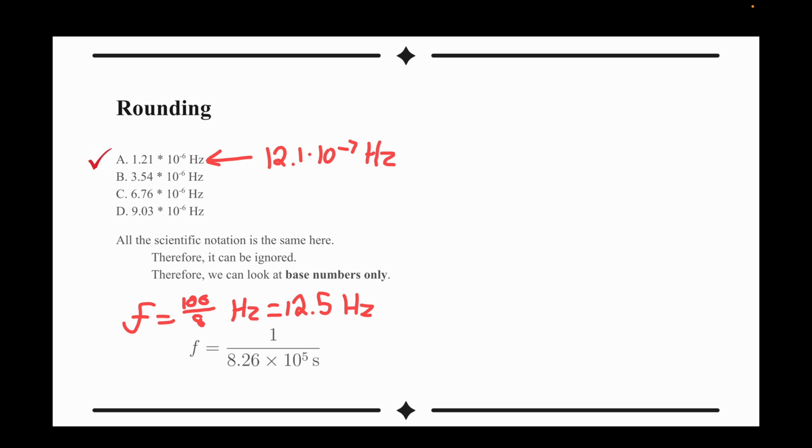Again, I want to emphasize this here. The MCAT will never ask you to calculate 1 divided by 8.26 times 10 to the 5th. It does, however, expect you to know 100 divided by 8 is somewhere around 12.5. And that's why when you get answers like these, you should just do the calculations with base numbers only.